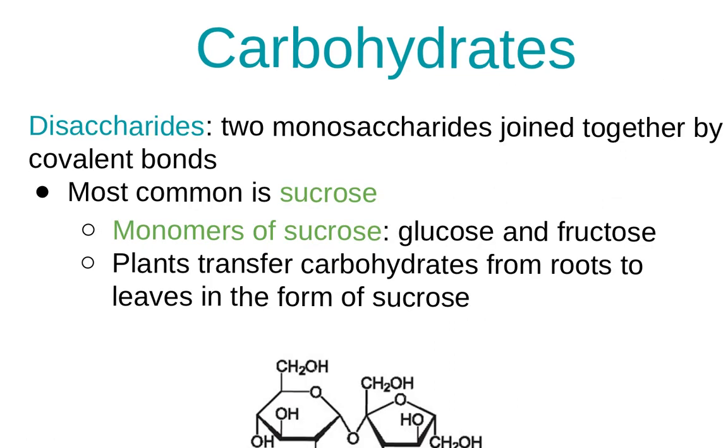We have some terminology here for carbohydrates. Disaccharides: that's anything that is two monosaccharides joined together. The most common of these you've already seen is sucrose. It can be made of monomers like glucose and fructose. Plants transfer carbohydrates from their roots to their leaves in the form of sucrose.